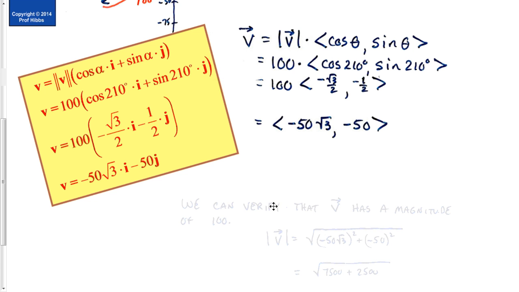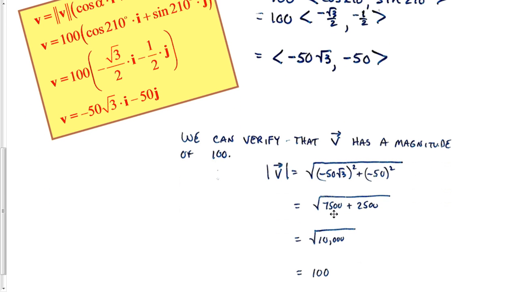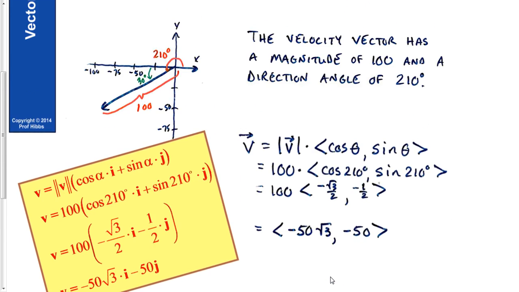But we could here, in fact, verify that that vector has a magnitude of 100. So here's the vector. If we're calculating its magnitude, it's the square root of the sum of the squares of the components. When we square negative 50 times the square root of 3, well, when we square negative 50, of course, we get 2,500. And when we square the square root of 3, we get 3, so we'll have 2,500 times 3, or 7,500. And likewise here, when we square negative 50, we get 2,500. And so that's the square root of 10,000, and the square root of 10,000 is in fact 100. So we have verified that, although that wasn't part of the original problem.